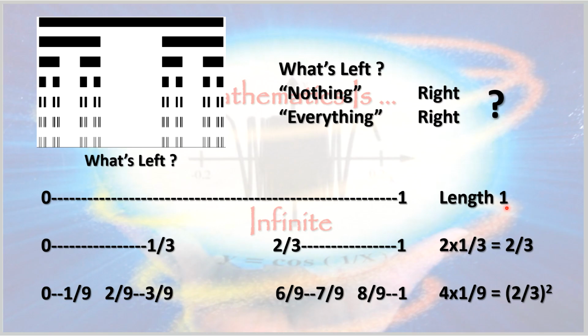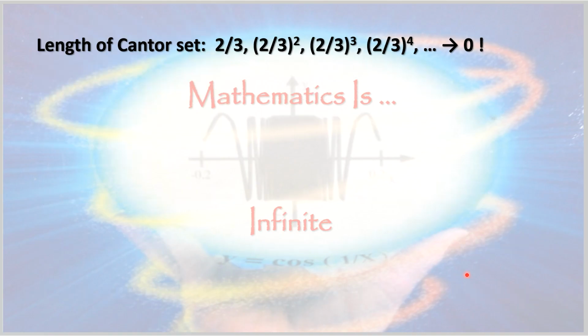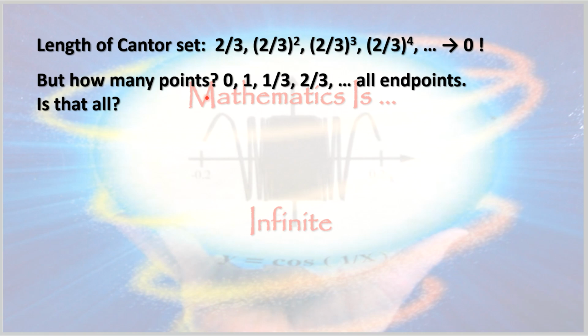Well, we started with a segment of length 1. How much length is left? After one step, we have 2 segments of length 1/3, so 2/3 total. After the second step, 4 segments of length 1/9, so that's total length 4/9, or 2/3 squared. You can go through the details and show that the third step has length 2/3 to the third. Taking this process to infinity, with larger exponents, we have length 0, nothing left. Except that there are clearly points left. The endpoint 0 will never be removed, nor will 1 or 1/3 or any of the other endpoints.